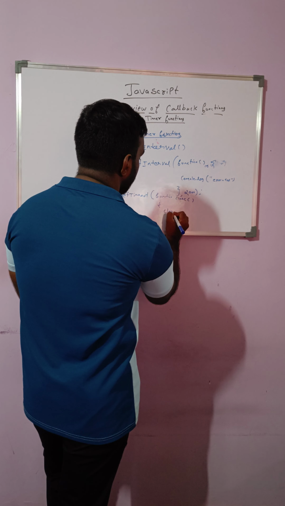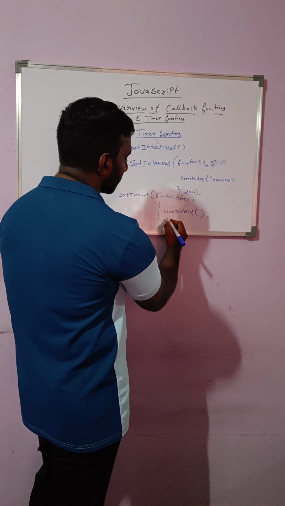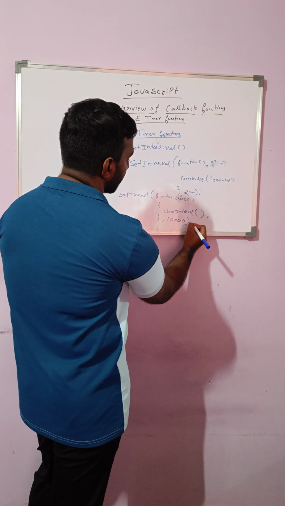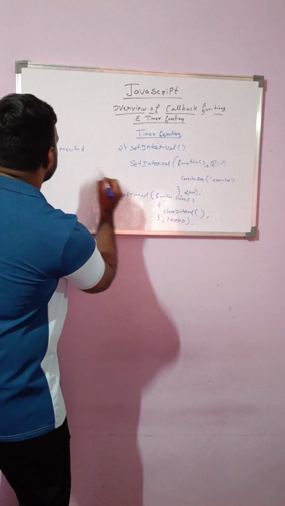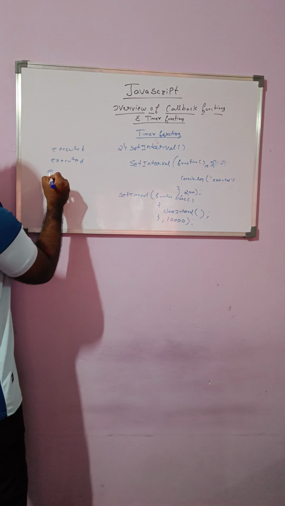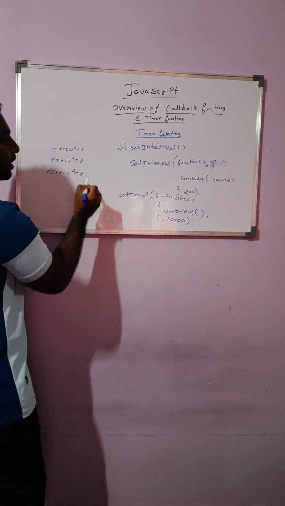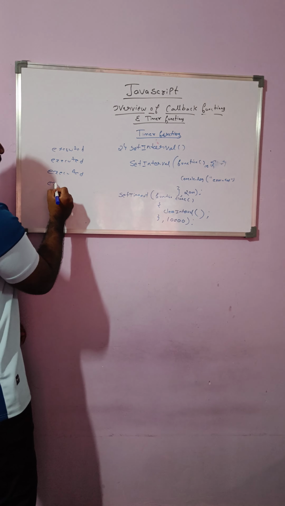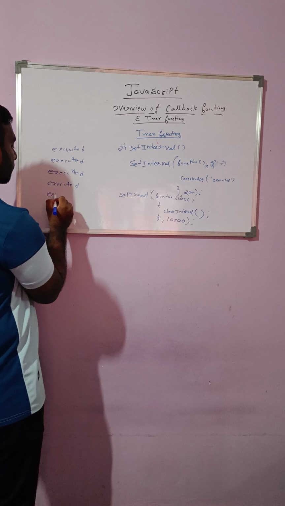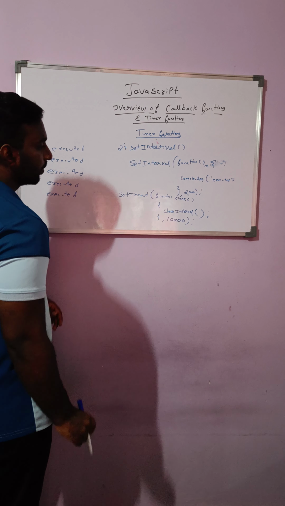You're clearing the interval after 10 seconds, so 10,000 milliseconds. When it executes this part of the code, executed will be printed after every 2 seconds, right? Executed, the first print. Next print will be printed. Next again after 2 seconds, for the third time it will be printed. Then after again 2 seconds, the fourth time it will be printed, right? And again after 2 seconds, the fifth time it will be printed.